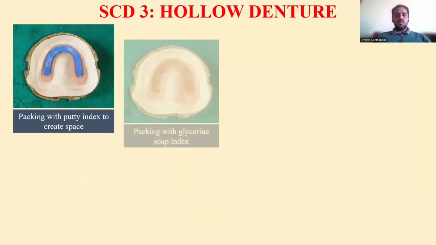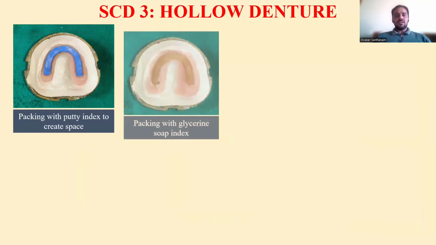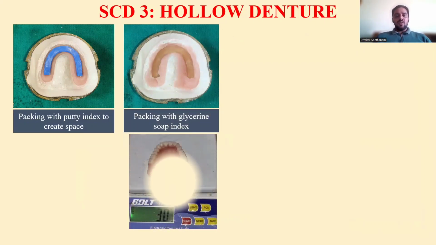During packing, we first placed the packing material, the heat cure acrylic, inside the flask. After that, we placed the putty index and did the trial closure. Then after the trial closure, we opened the flask again and replaced the putty index with the soap, which we carved to the same dimensions as the putty index. Then we packed completely and cured in the conventional manner.